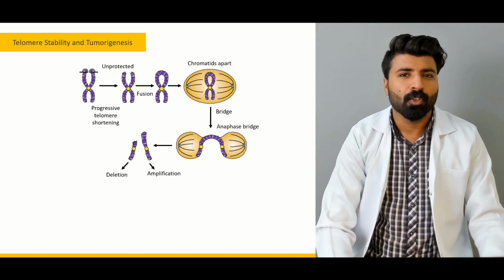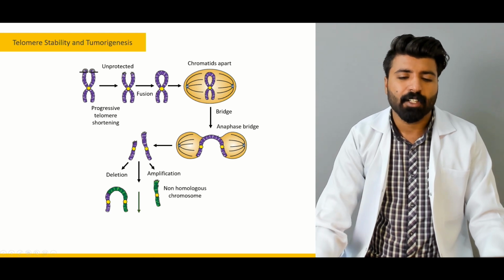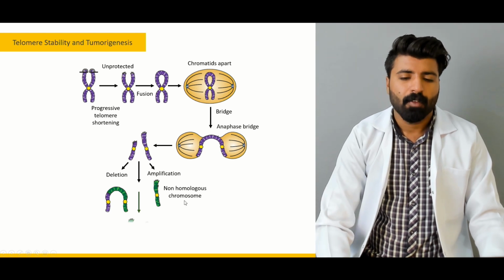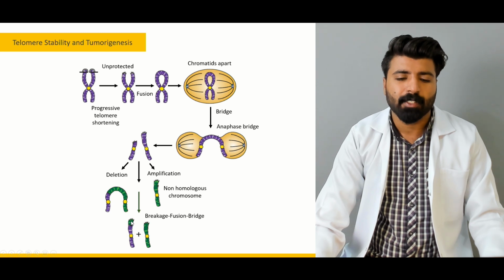Now both of them are not equal. So what happens is that this kind of formation will be happening. It's not even. So non-homologous chromosomes will be seen, and a breakage, fusion, bridge will be formed. First of all, this breakage happened, then fusion happened, then again breakage happened. So that's why it's called breakage, fusion, bridge.